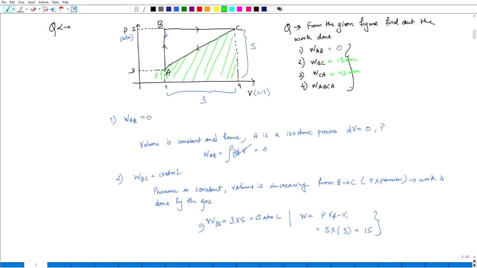So the total work we need to find is for A, B, C, A, that is, A to B to C to A. WABCA is WAB plus WBC plus WCA. WAB is 0 plus WBC is 15 plus WCA is minus 12. So that comes out to be 3 atm liter. From this I would like to conclude that the work done in going along one cycle is not always 0, it can have some value, and that is the way we can say the work depends upon the path. With this I would like to end this lecture. Thank you.